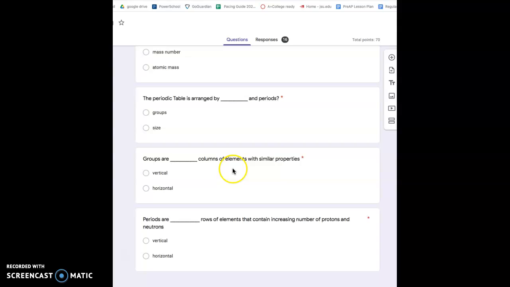Then submit this. You're able to take this quiz multiple times, so keep taking it until you make at least a 60 out of 70, okay? Keep taking it.